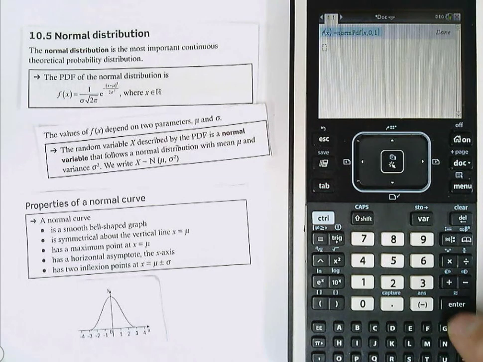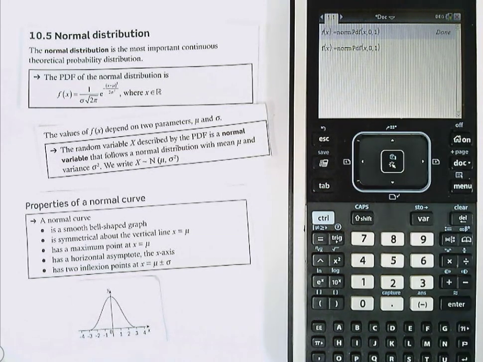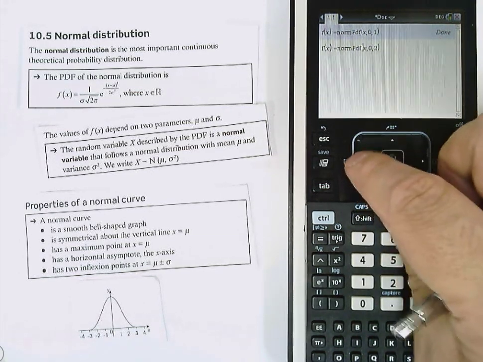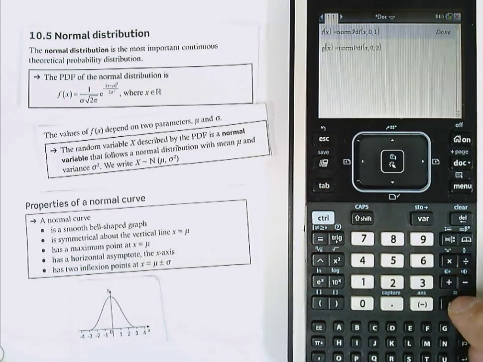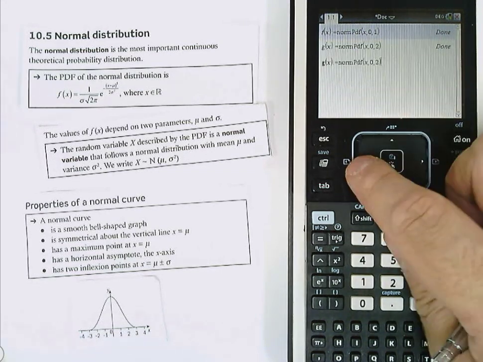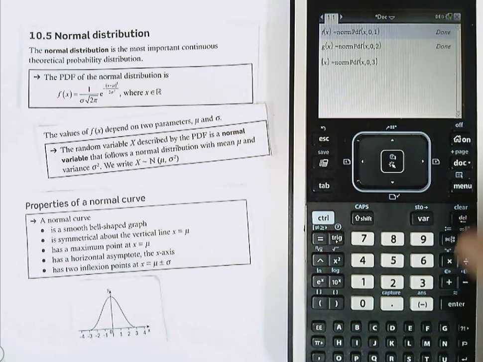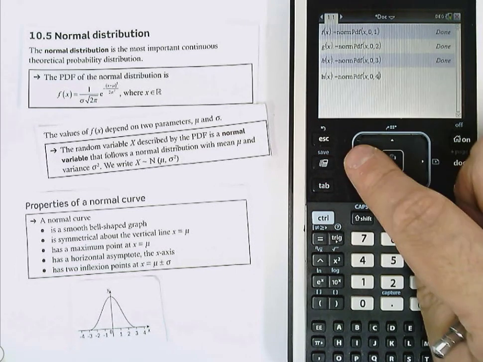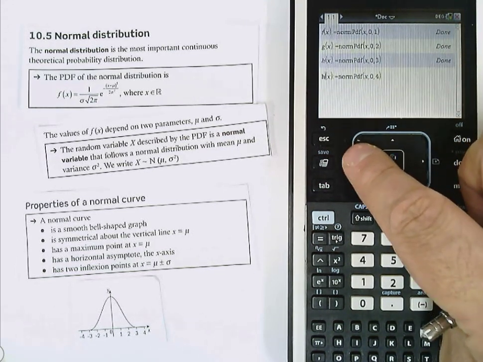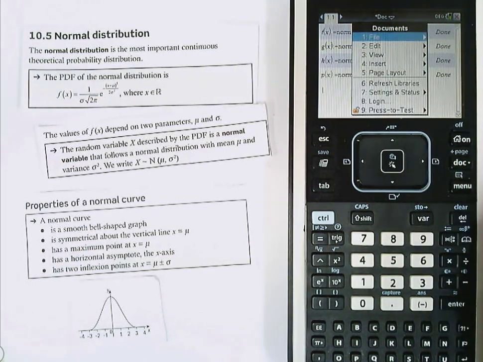Now I'm going to define 3 more. This time I'll keep the mean 0, but I'll make the standard deviation 2, and I'll change this letter. So I've got f, then I'll have g, and I've defined that one. Then I'll make another one with a standard deviation of 3, so I've got f, g, and then h right there. Now I'll change this one to a standard deviation of 4, and I'll make this one p, right here.